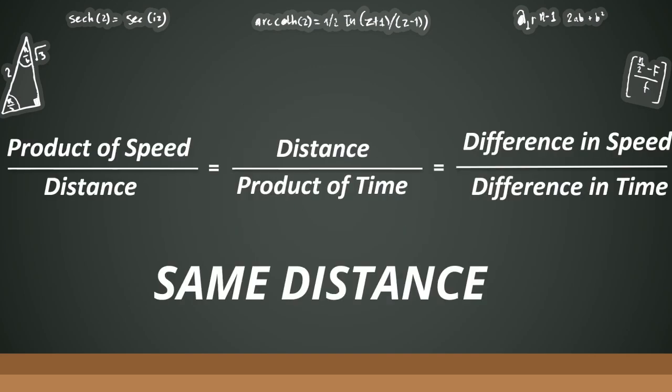Here is your componendo and dividendo theorem, which is a boon to save your time. So the questions based on same distance you can definitely solve using this componendo and dividendo theorem. And the theorem says the product of speed by distance will be equal to the distance covered divided by the product of time, which is again equal to the difference in speed by difference in time. This can be solved using this strategy.